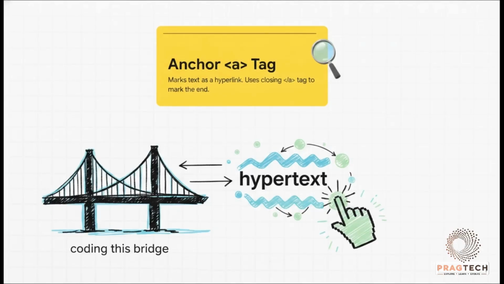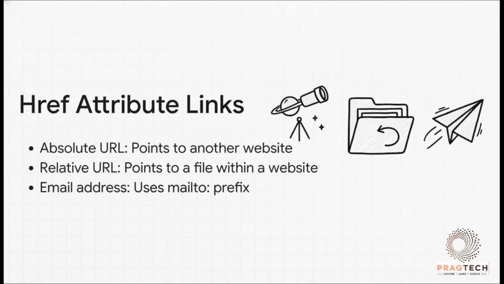So the crucial point here is how we actually code that bridge. In HTML, we use what's called the anchor tag. It's represented by just the letter A inside those little angle brackets. It basically acts like a container. So whatever text you put between the opening A tag and the closing A tag becomes clickable. And that clickable text actually has a name. It's called hypertext. When a user hovers their mouse over it, the pointer turns into that familiar little hand icon. You're definitely going to need this specific tag later in your practical lab session, so make sure to keep it handy.